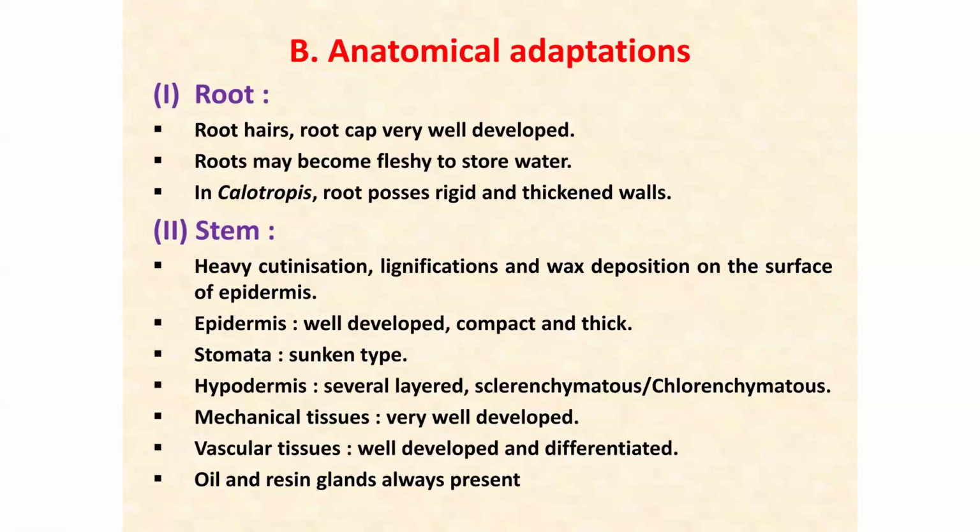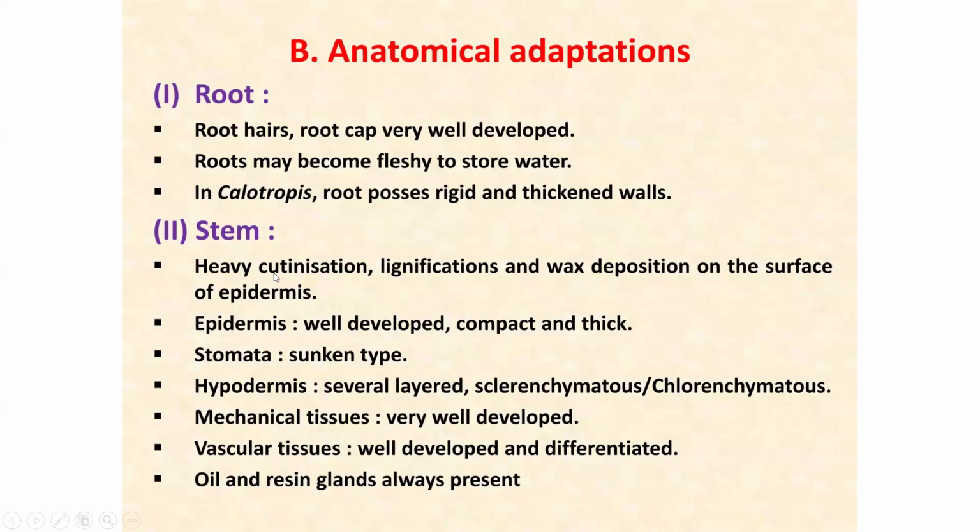So root hairs and root cap are very well developed, and roots may become fleshy to store water, and in Calotropis, roots possess rigid and thickened walls. Okay, so mainly here the root hairs and root cap are very well developed, and here roots possess rigid and thickened walls. Okay, so next one is the stem.